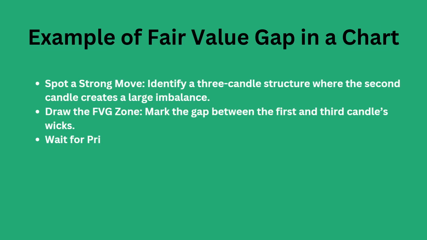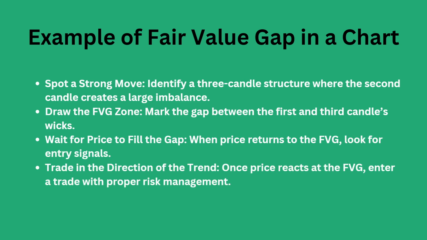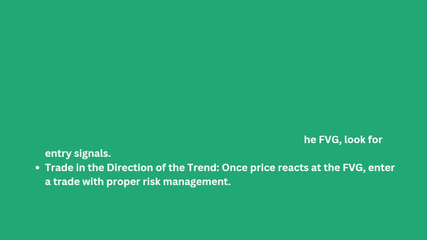Example of fair value gap in a chart. Spot a strong move. Identify a 3-candle structure where the second candle creates a large imbalance. Draw the FVG zone. Mark the gap between the first and third candles' wicks. Wait for price to fill the gap. When price returns to the FVG, look for entry signals. Trade in the direction of the trend. Once price reacts at the FVG, enter a trade with proper risk management.